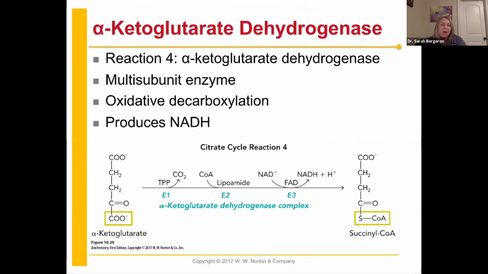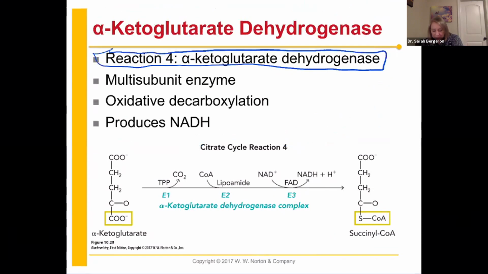Okay, reaction 4. This is our second oxidative decarboxylation reaction, right? So this is another one of those. Our reaction 4 is highly favorable and it is irreversible, right? Another one of those large negative delta G values. And so this is the same exact catalytic mechanism as pyruvate dehydrogenase.